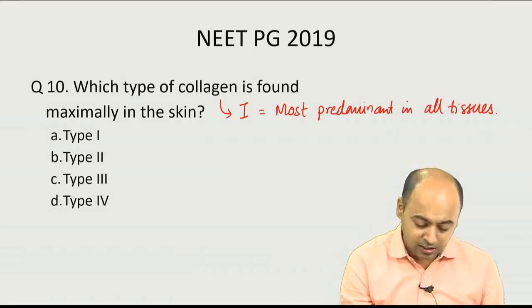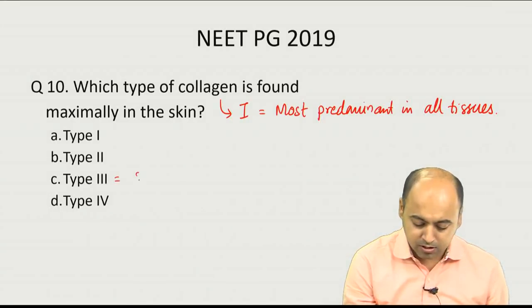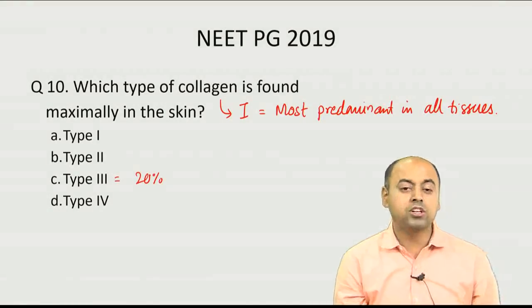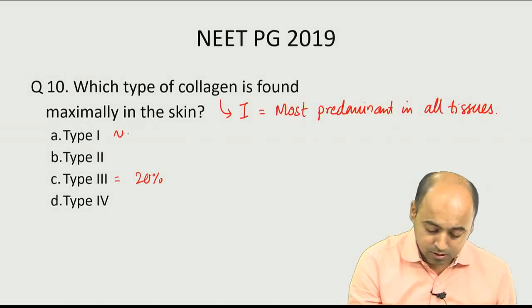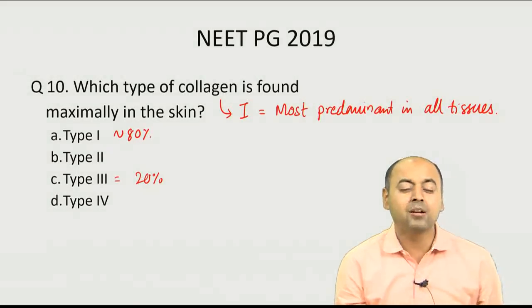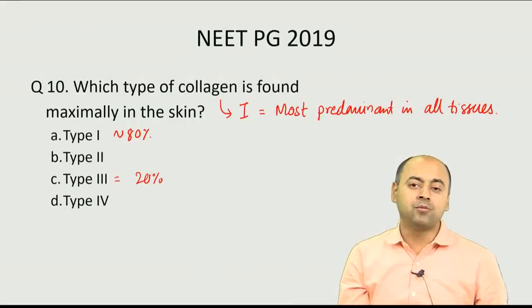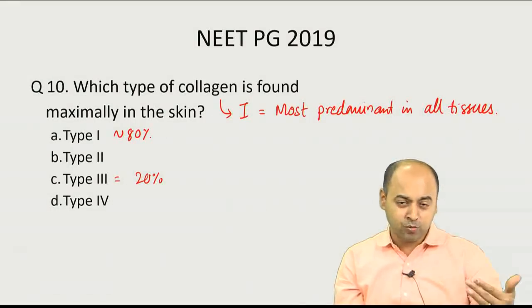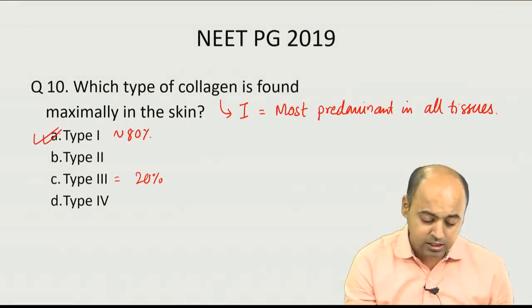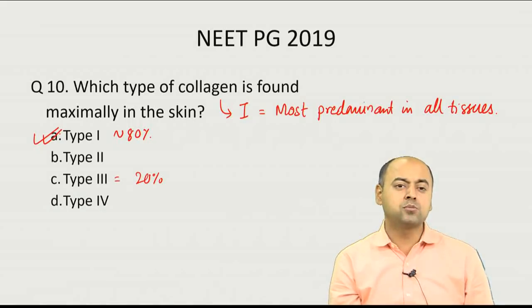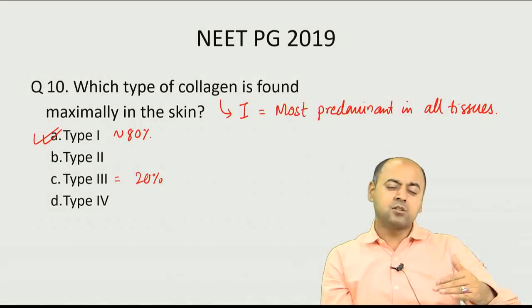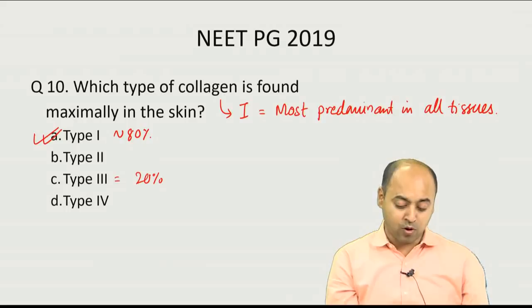So even if in the skin the type 3 is present at an amount of about 20%, the remaining 80% still happens to be the collagen type 1. Collagen type 1 is still the predominant form in the skin also. So which type of collagen is maximally found in the skin? The answer remains collagen type 1.